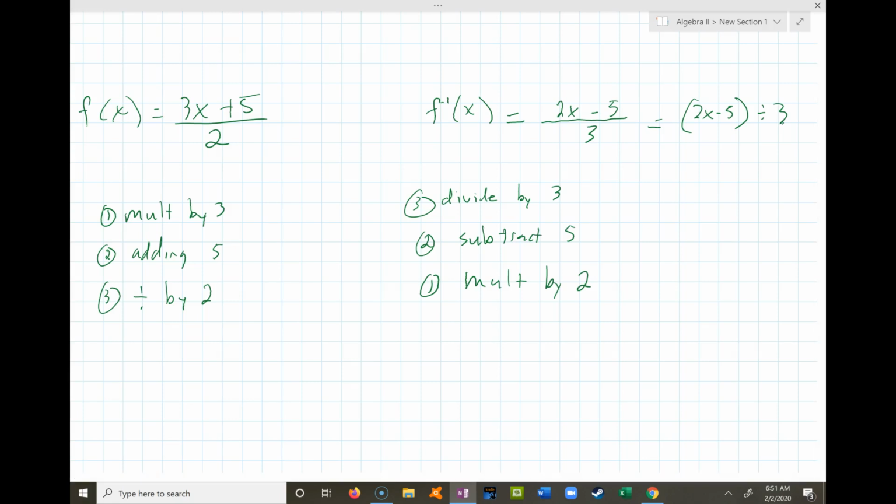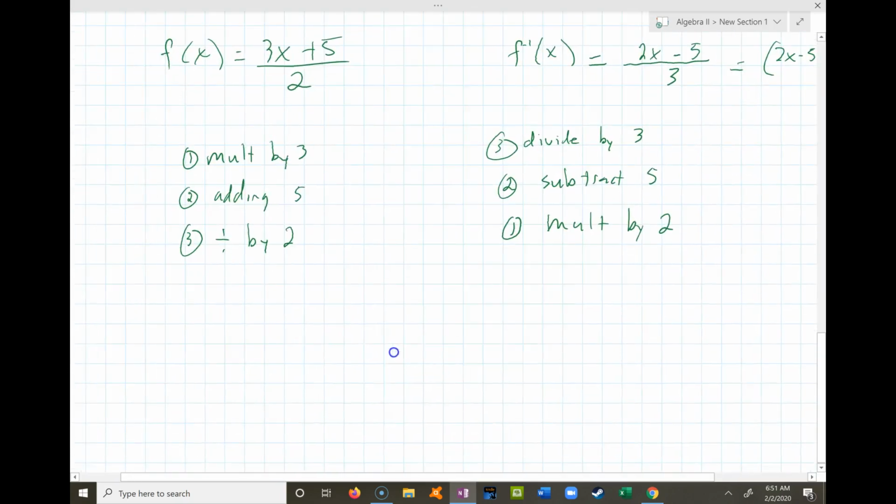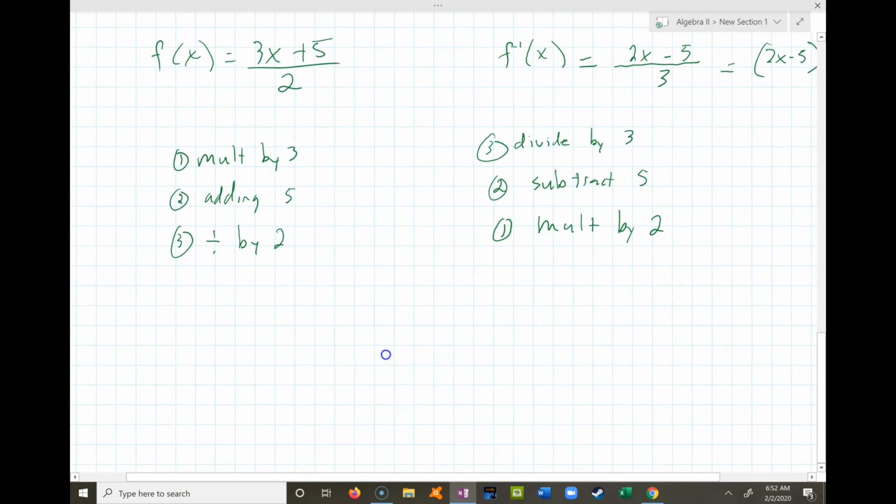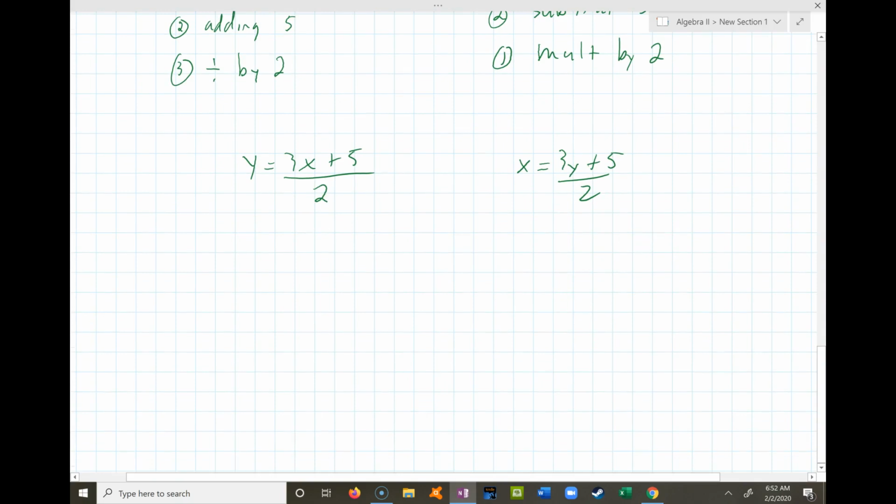Okay? So now a nifty little trick you can do. This is thinking intuitively about how you would undo it. But another way to do that is you could take the equation and write it as y equals 3x plus 5 divided by 2, and using this idea that in inverse relations the domain and range are switched, or the x's and y's are switched, you can rewrite this as x is equal to 3y plus 5 divided by 2. See how we just switched the y's and the x's? And then you can solve for y to get y by itself again.